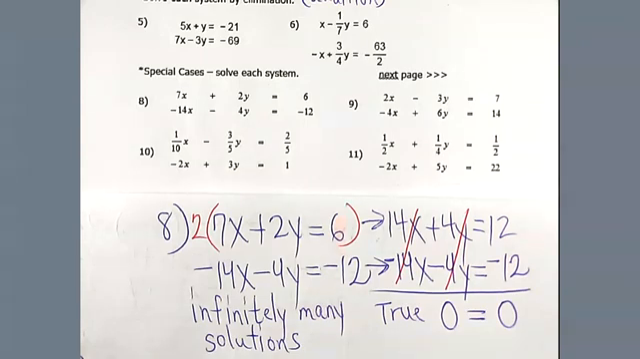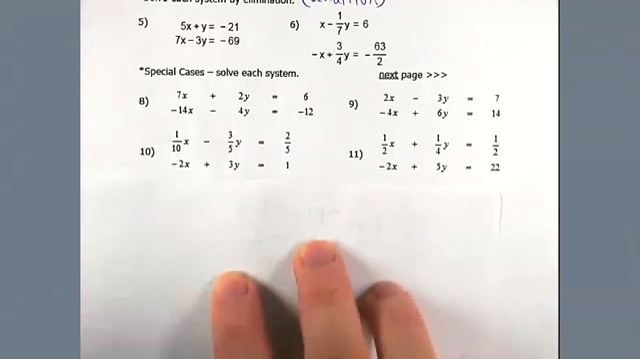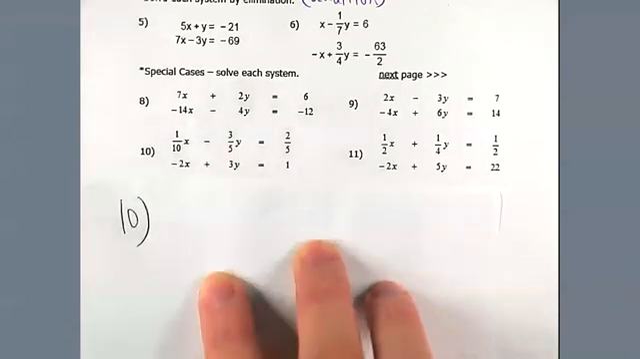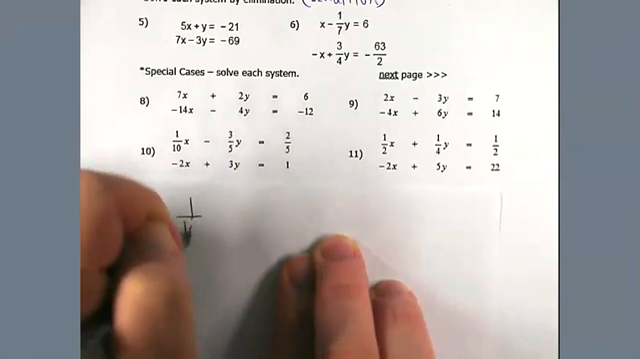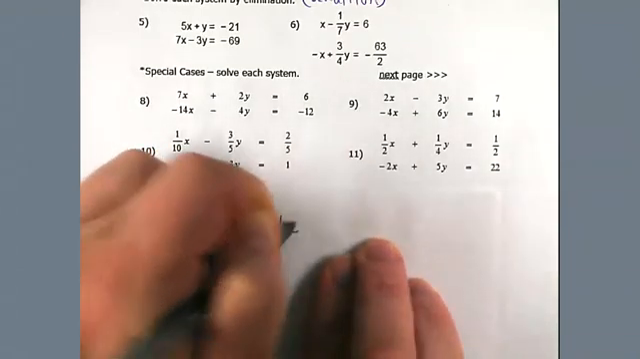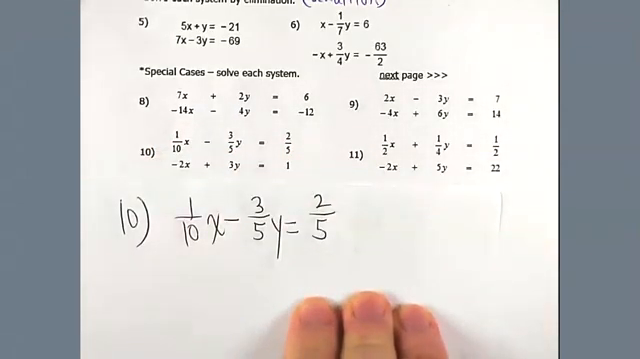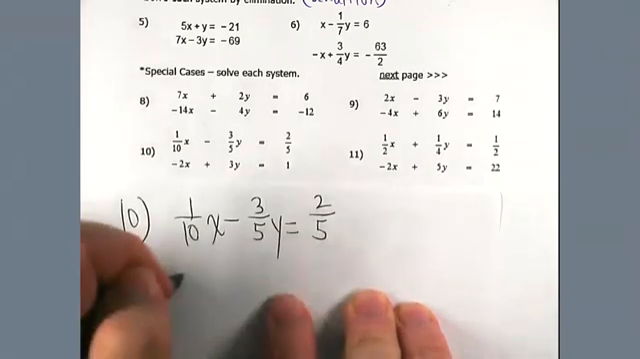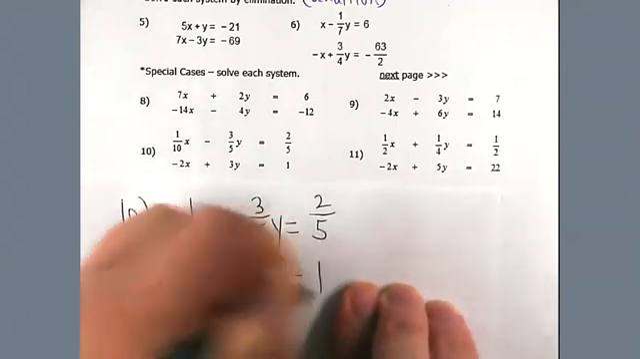Let's look at one of the other special systems. Let's look down at number 10. Question 10, we have in the first equation, 1 over 10x minus 3 over 5y equal to 2 over 5. And the second equation, we have negative 2x plus 3y equal to positive 1.